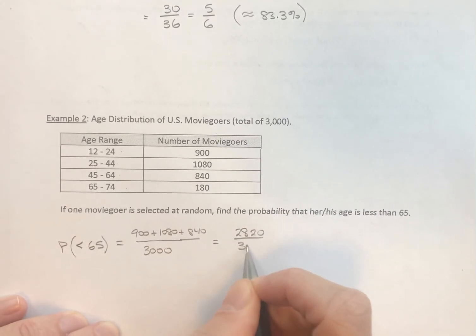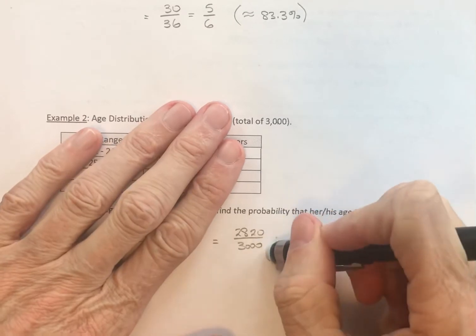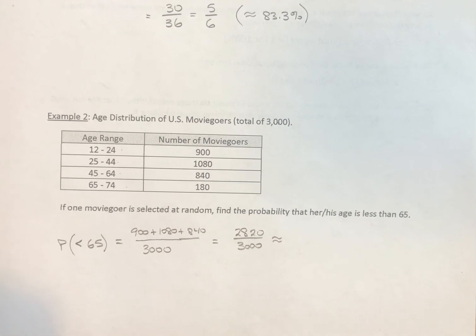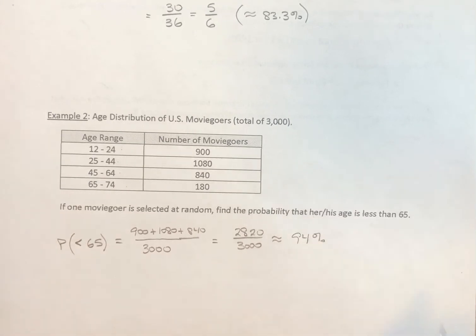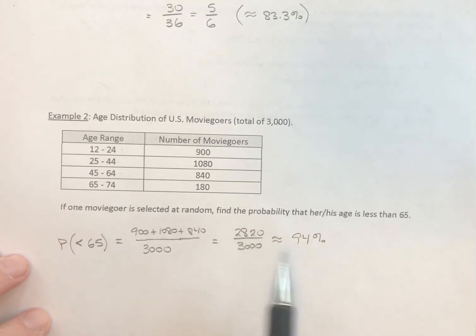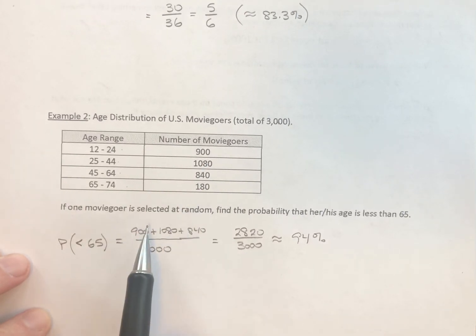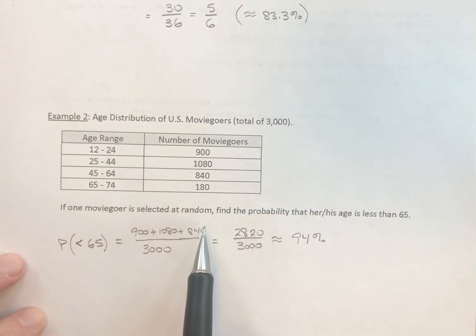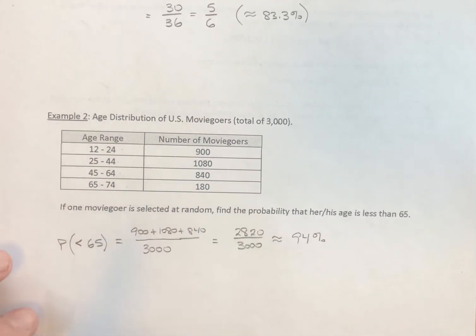2,820 out of 3,000. If I simplify that, let's just go ahead and make this into a percent. So 2,820 divided by 3,000 is going to be 94%. So we could do this particular problem fairly simply without using the not idea, but it does require that we add up these 3 numbers. That's a step that's required here. Now if you had maybe 12 age ranges, adding up the 11 numbers would be more difficult, but in this case it was fairly simple.